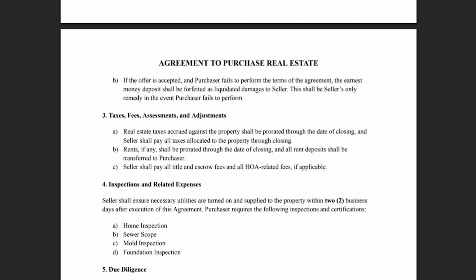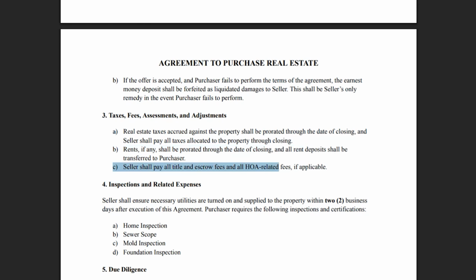Okay. Prorations. It's going to say taxes, fees, assessments, real estate taxes accrued against the property shall be prorated through the date of closing, which means that they're assessed daily. You're going to pay, on the day you close, whatever amount is due, and then once you take over going forward, that's going to be yours. Rents shall be prorated through the date of closing, and all deposits shall be transferred to the purchaser. Same thing. If you bought a rental property where the monthly rent is $1,000 and you're halfway through that rent term, they would give you $500, and if their deposit was $1,000, they would transfer that deposit over to you.